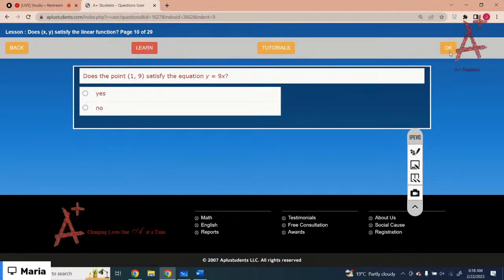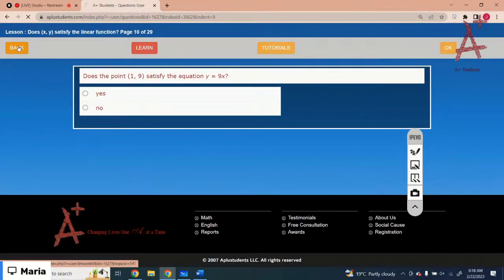Does the point (1, 9) satisfy the equation? Yes, (1, 9) is the solution of y equals 9x. Got it? So the correct option is yes. Okay, you can complete the test by yourself later today.